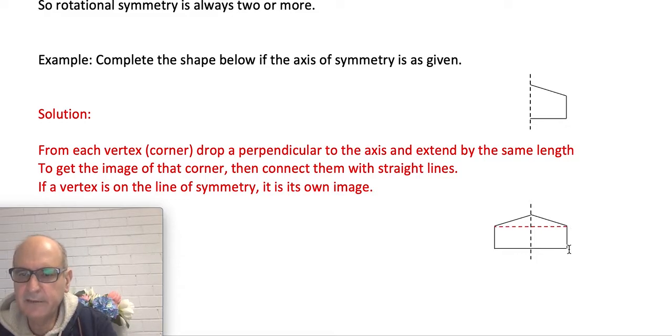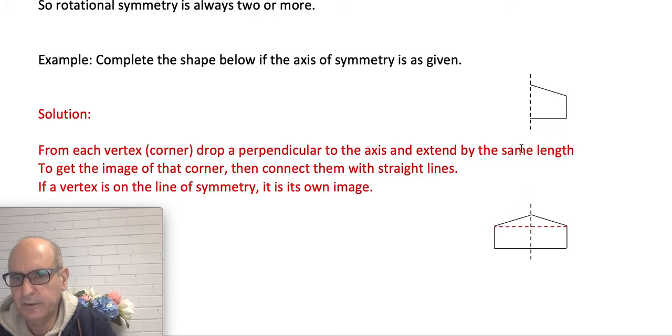The same with that: if I start from here and continue a vertical line, all I need to do is continue by the same amount to the other side. I've done it here, and I got to this point. And the points that are already on the axis of symmetry are their own reflection, so we use them as well. So now we connect the points that we got, this point and this point, to get the image of this.